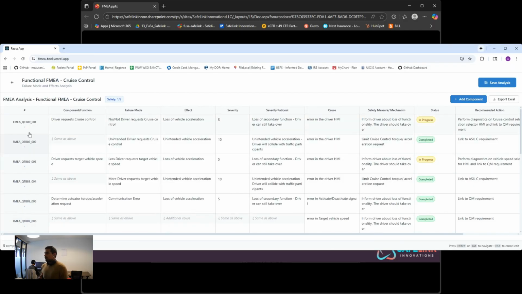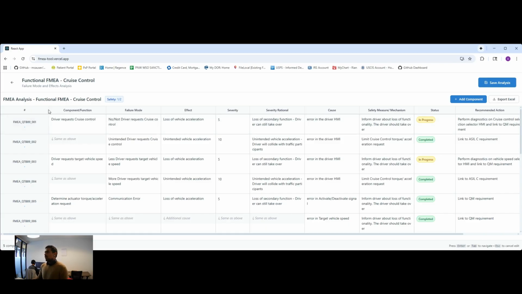Here is an example of a functional FMEA for cruise control. The functional FMEA consists of the following columns: components or functions, failure modes, effects, the severity and its rationale, causes, and to keep it very simple, we just have a safety measure or safety mechanism. One can choose to implement an RPN and an action priority. It makes it a little more complicated. To keep it very simple, we can just have this structure. And in the end, there is a status and a recommended action.